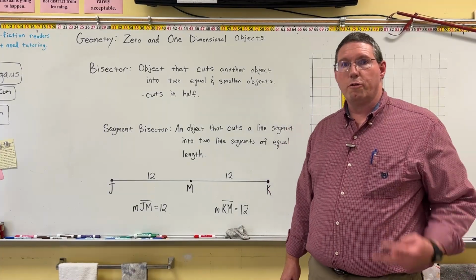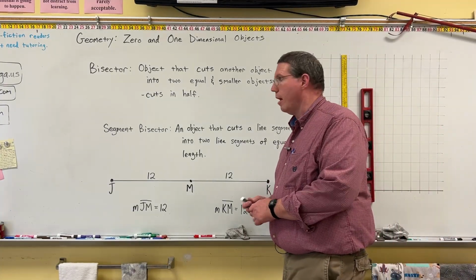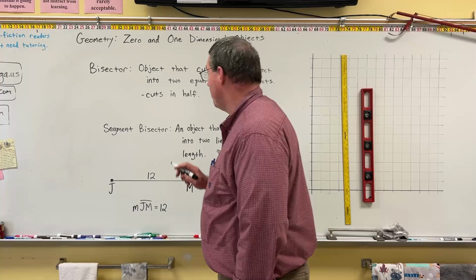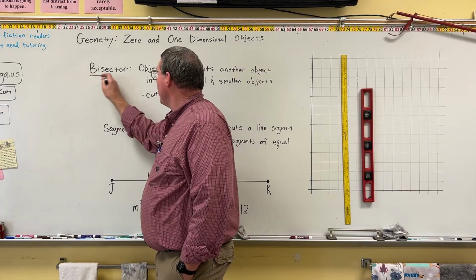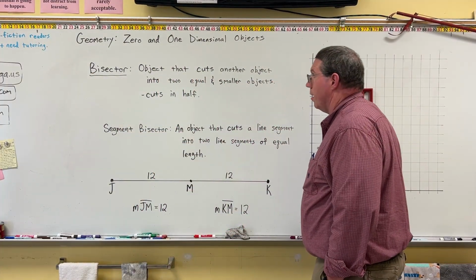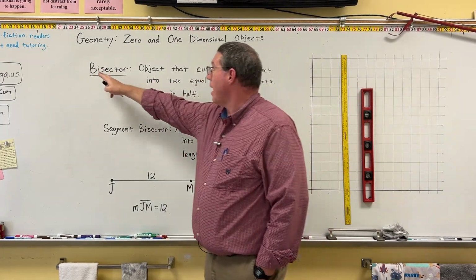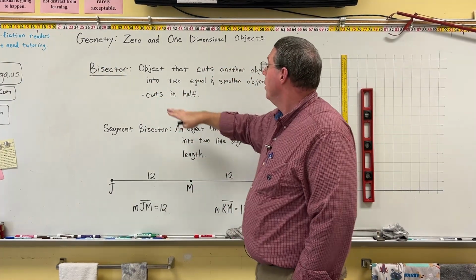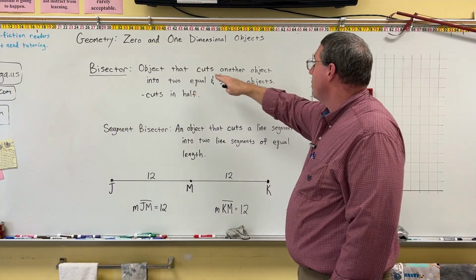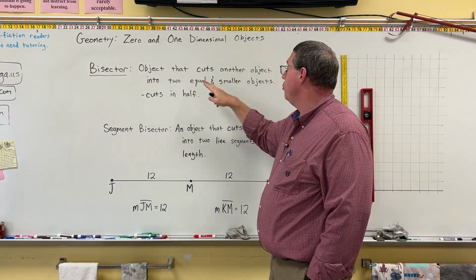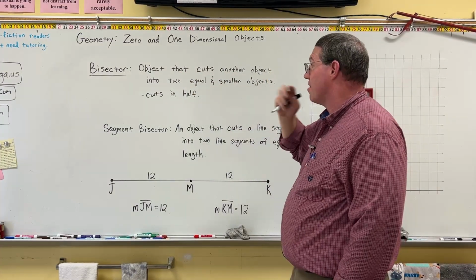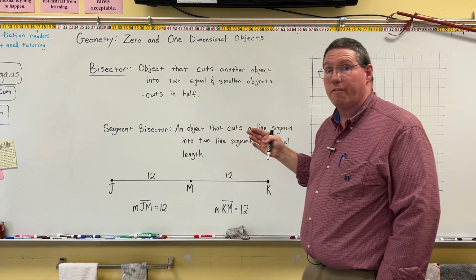Okay, now we're going to learn two more concepts that are related to line segments and lines and points. We're going to see this word a lot. It's called a bisector. A bisector, bi meaning two, okay? Bisect meaning cut into. A bisector is an object that cuts another object into two equal and smaller objects. Basically cuts it in half, okay?